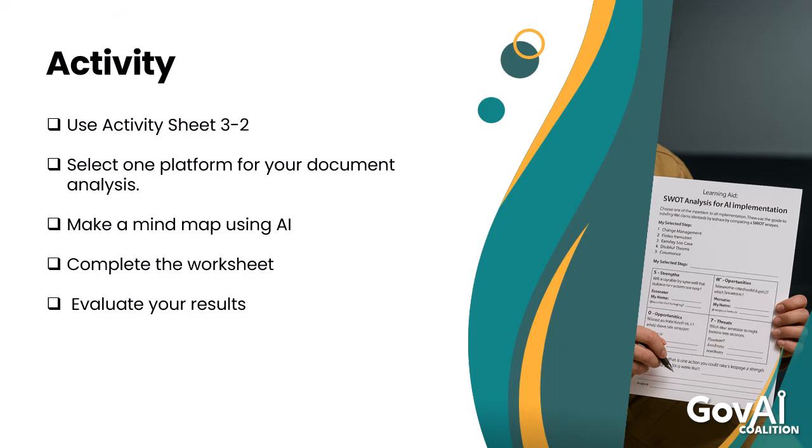For Activity 3-2, use the AI platform of your choice to create a mind map. Choose a document, input it into your chosen AI system, and generate a visual map. Reflect on how well the tool organized the ideas and what insights you gain.